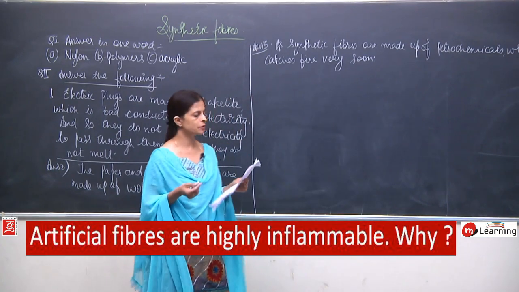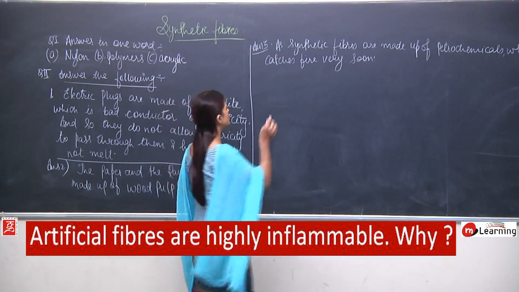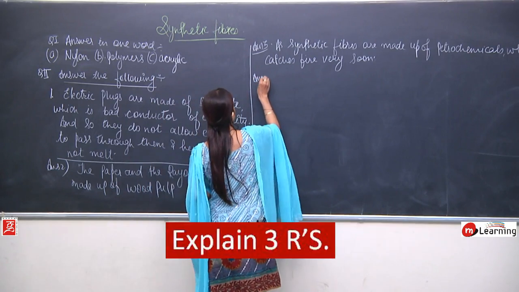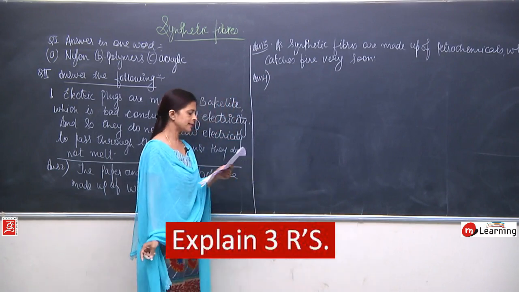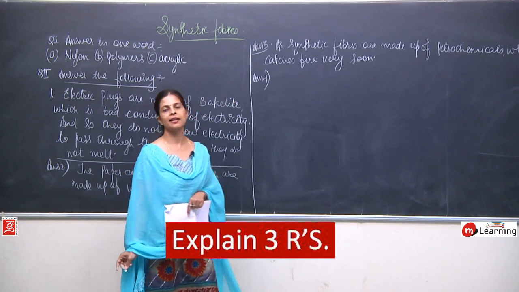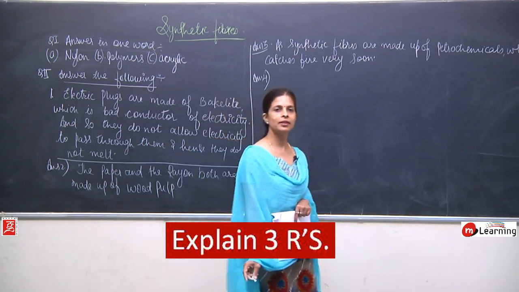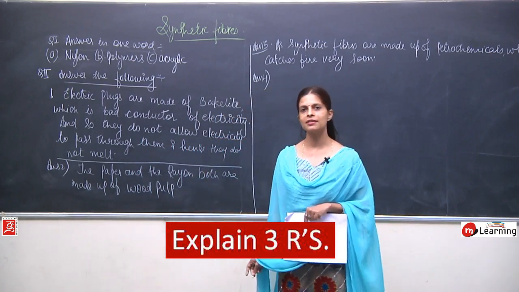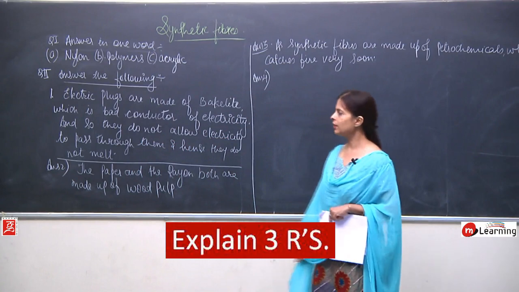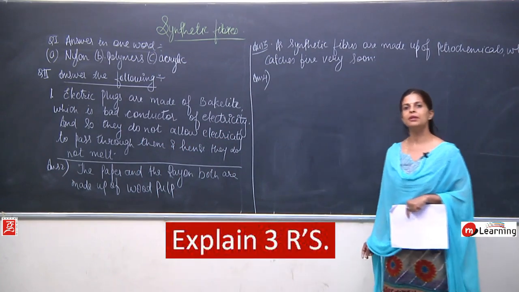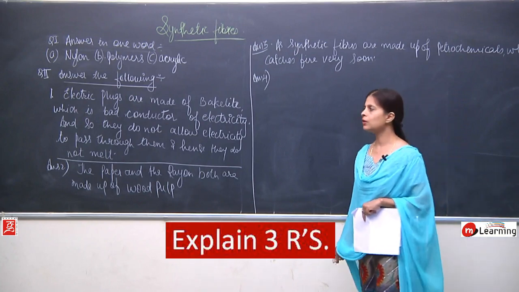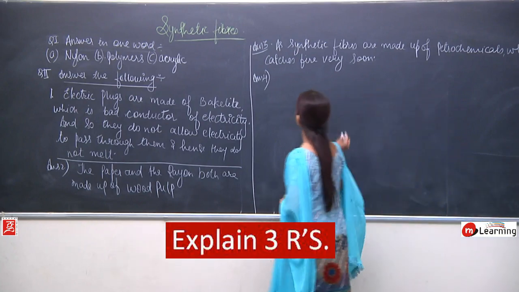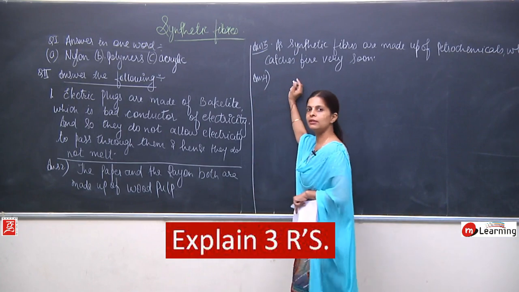Now we'll move to the next question, and the next question is question number 4: explain 3 R's. We know these R's have great importance in our life. Here they have asked about the 3 R's, but the R's have also increased. It has come to 6 R's now. So we will talk only about the 3 R's, as they have asked about the 3 R's.